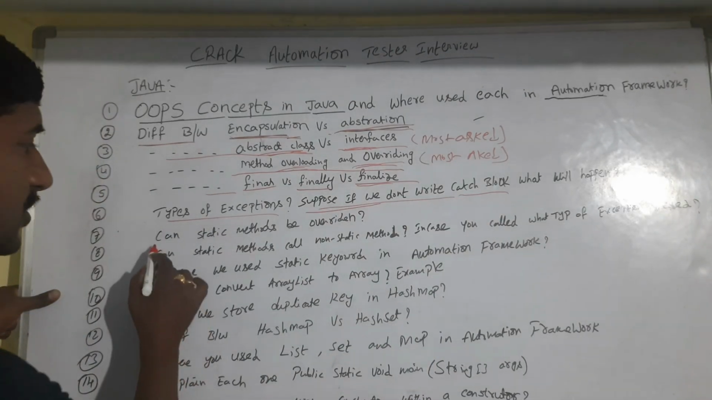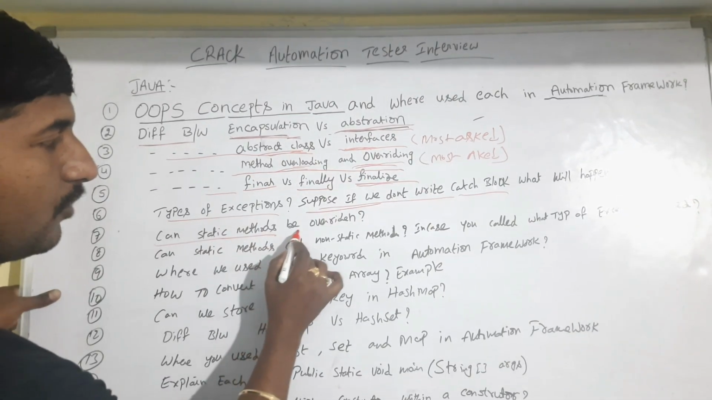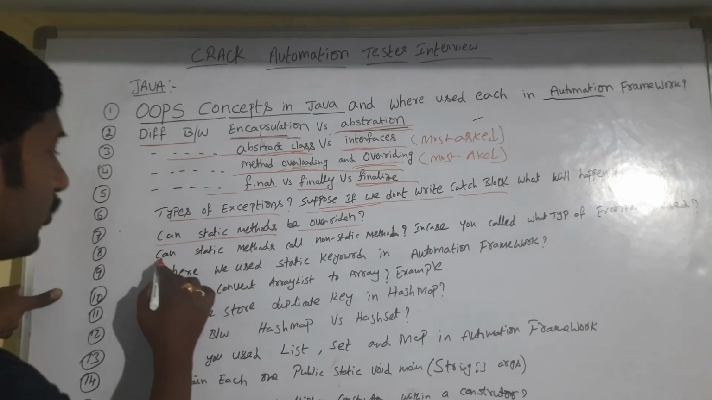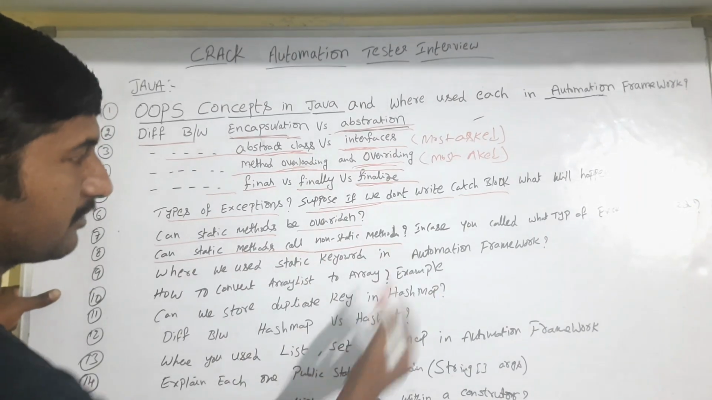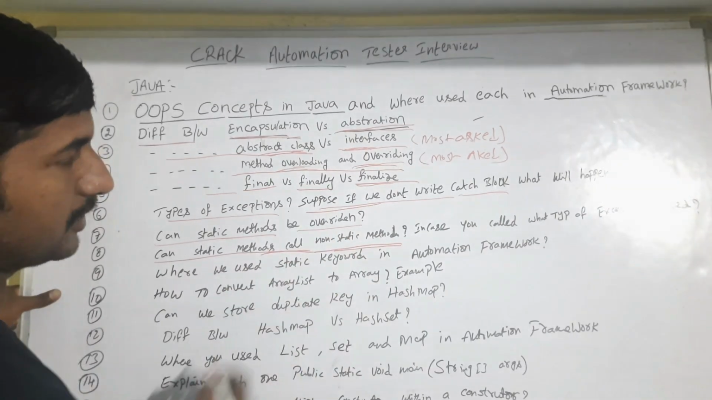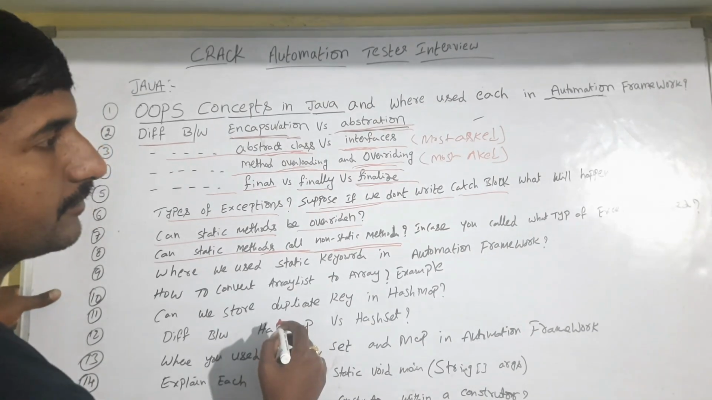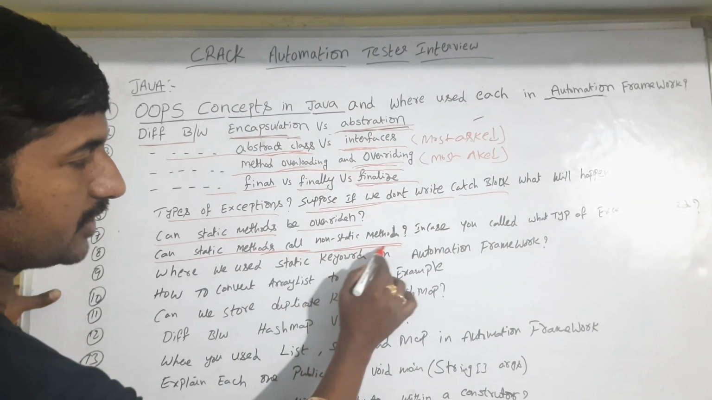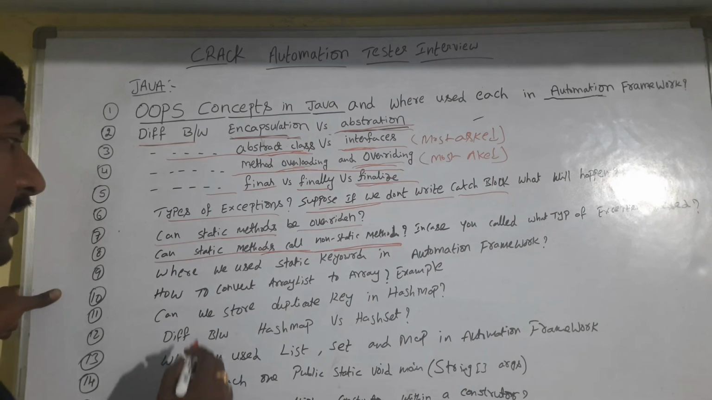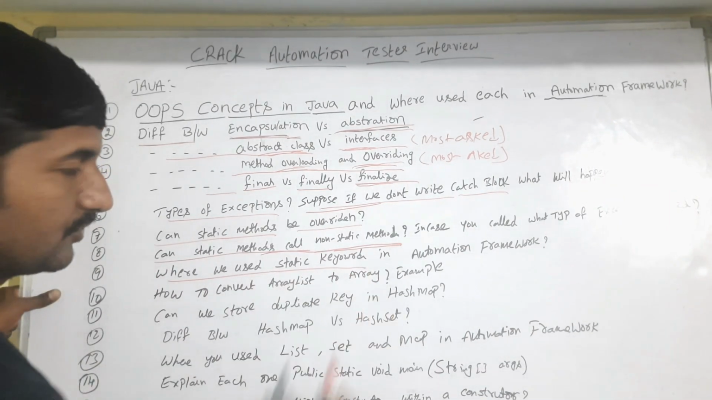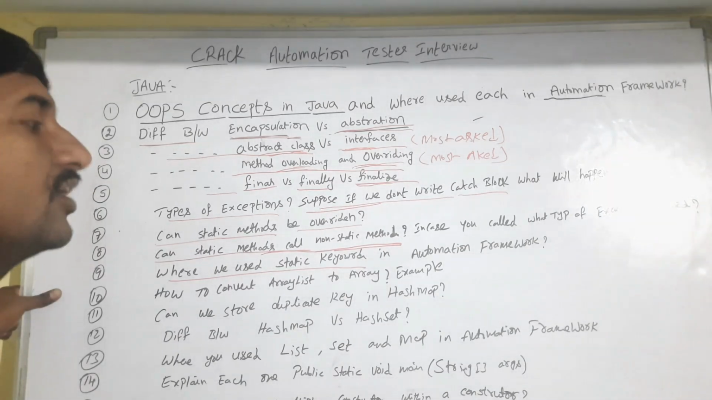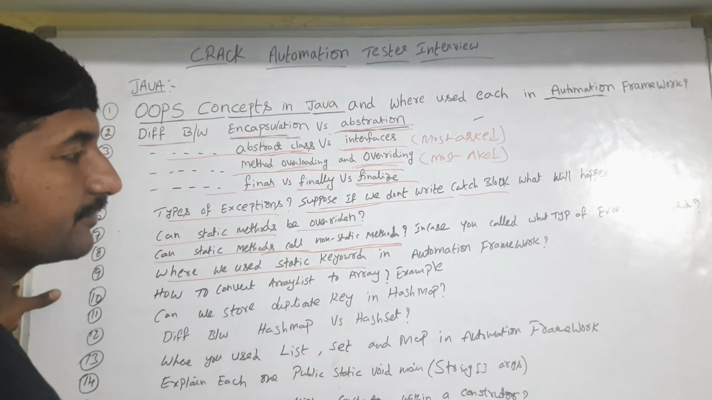Okay, and the next question is, can static methods be overridden or not? And one more question: can static methods call non-static methods or not? In case you call non-static methods from static methods, then what type of exception arises? He might ask like that. And the next question is, where did you use the static keyword while implementing the automation framework? Can you tell me any one scenario, in which area you used the static keyword in your project?